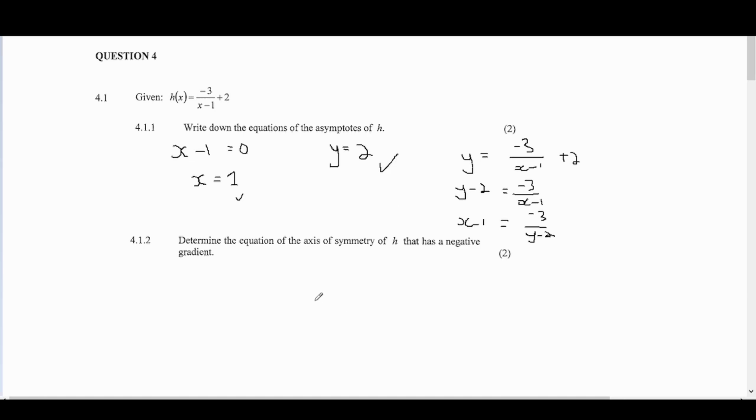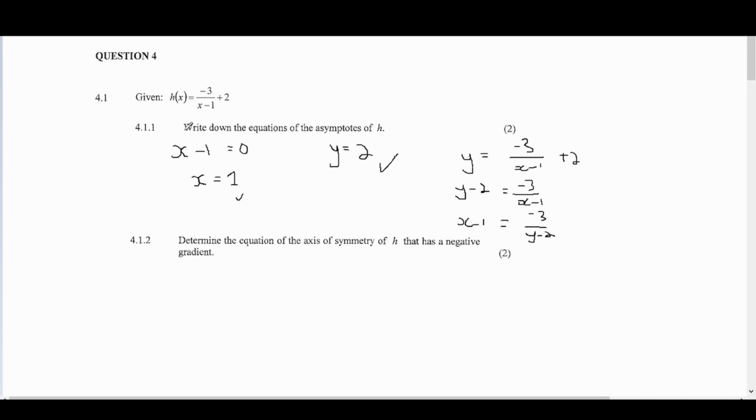Okay, then we have 4.1.2, determine the equation of the axis of symmetry of h that has a negative gradient. So your axis of symmetry, this is another straight line, but not the vertical or horizontal this time. It's more of a diagonal line, and this axis of symmetry will basically cut your graph in half, so that when you flip them, they will land perfectly on top of each other.